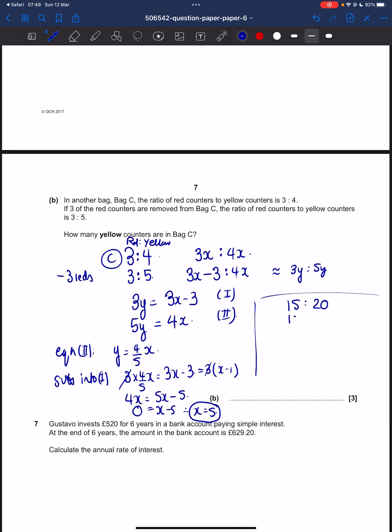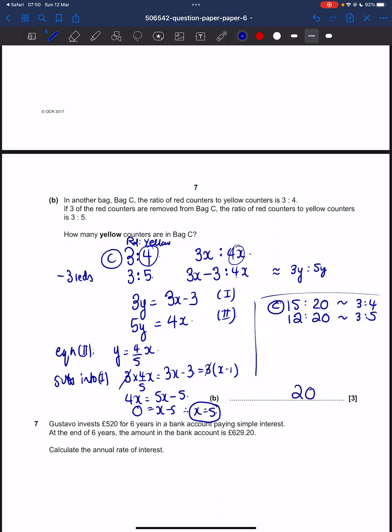And then that's 12, because that goes down to 3, and we've still got 20 there. So this is the original bag. I found x is 5, 15 to 20 there. We take 3 out of that bag, so that goes down to 12. But then that one stays the same, so that's still 20. Simplifying this one, they both divide by 5, 3 to 4. Simplify this one, they both divide by 4, 3 to 5. And what do we need? How many yellow counters in bag C?